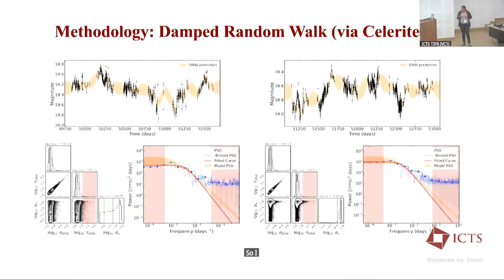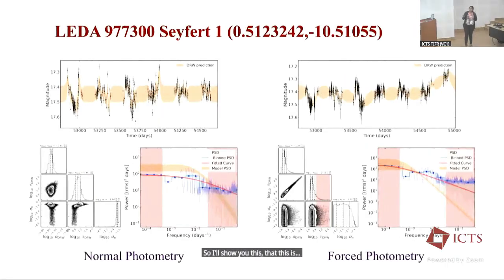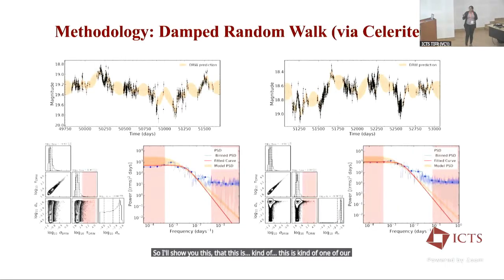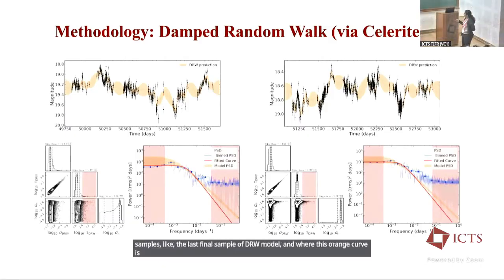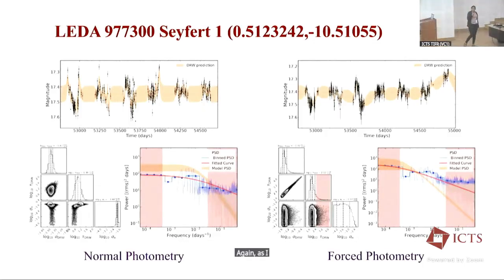So I'll show you this, one of our samples, the final sample of the DRW model. This orange curve is the fitted PSD, power spectral density, and along with that we also fit a broken power law, which is also an AGN DRW fitting model, we can say, and both are consistent enough in our final sources.